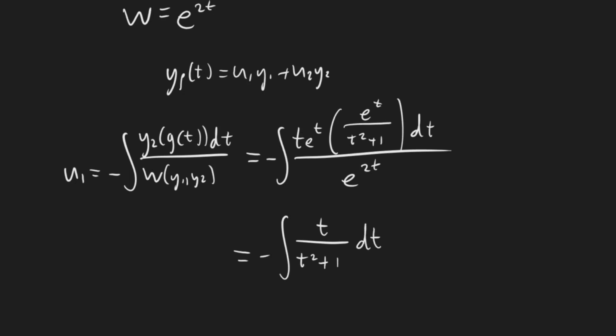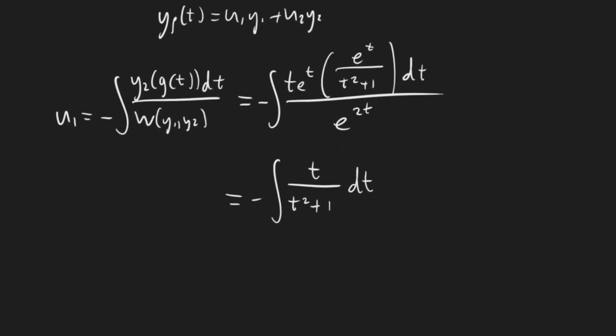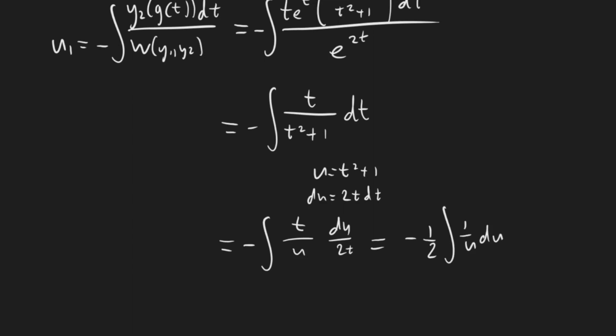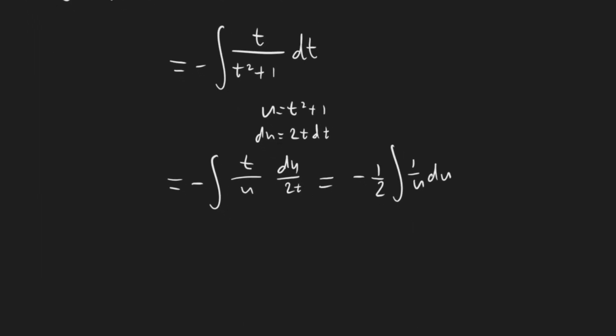Now this integral is not so bad either. We can actually use a quick u substitution here. If we said that u equaled t squared plus 1, and therefore du would equal 2t dt, then this integral becomes no problem. This is the same thing as the negative integral of t over u. Now what did we say dt was? Well, dt is going to be du over 2t. So this is the same thing as negative 1/2 times the integral of 1 over u du.